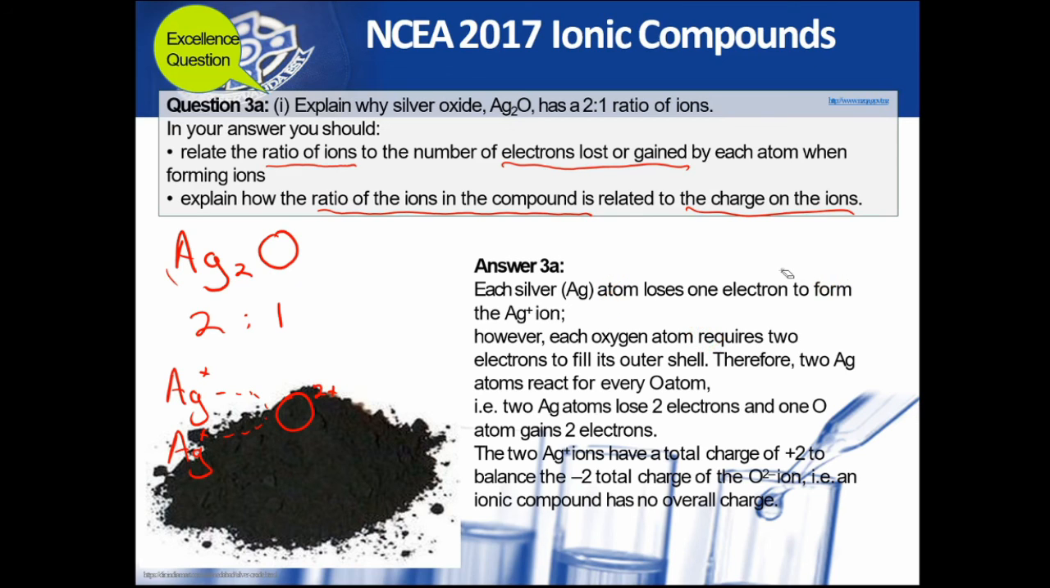Each silver atom loses 1 electron to form a silver ion, 1 plus. However, each atom of oxygen requires 2 electrons to fill the outer shell. Therefore, 2 silver atoms react for every oxygen atom. In other words, 2 silver atoms lose 2 electrons and 1 oxygen atom gains 2 electrons. The 2 silver ions have a total charge of +2. To balance that, the -2, that is the total charge of a single oxygen 2 minus ion. So the overall ionic compound has no charge.